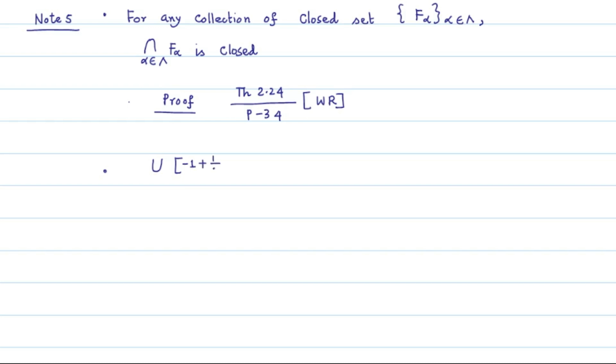For the union of closed sets, you consider the union of all closed and bounded intervals of the type from minus 1 plus 1 by n to 1 minus 1 by n, where n is ranging in the set of all natural numbers. The union of all these closed intervals is the open interval minus 1 to 1, which is not a closed set, and hence the union of an infinite collection of closed sets may not be a closed set. However, if you take any finite collection of closed sets, their union is always a closed set.